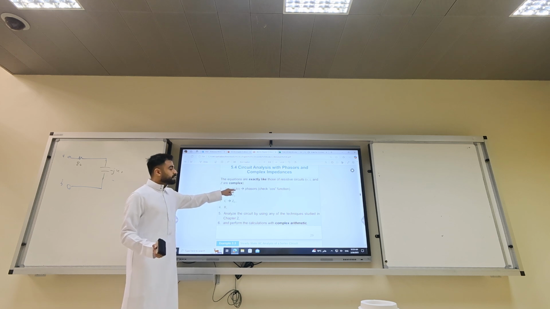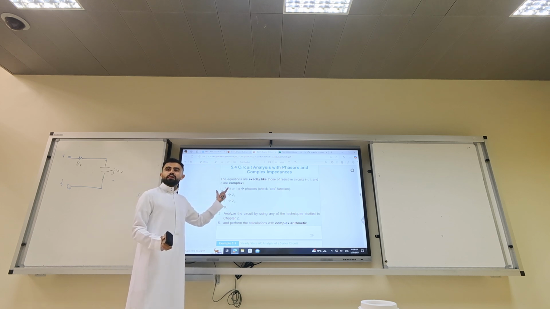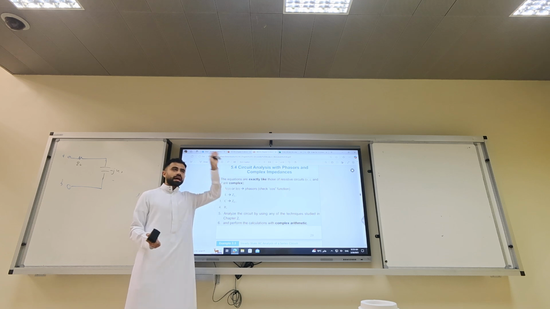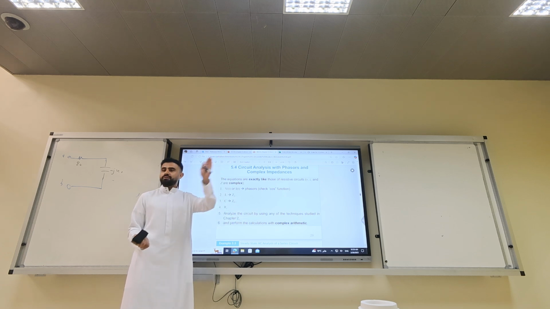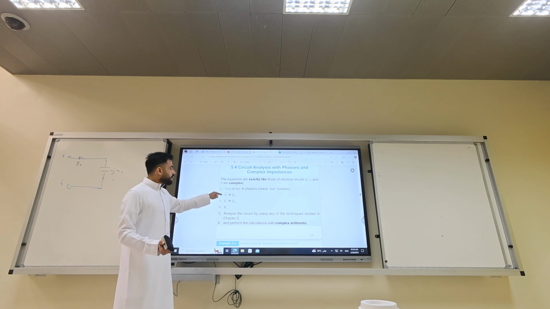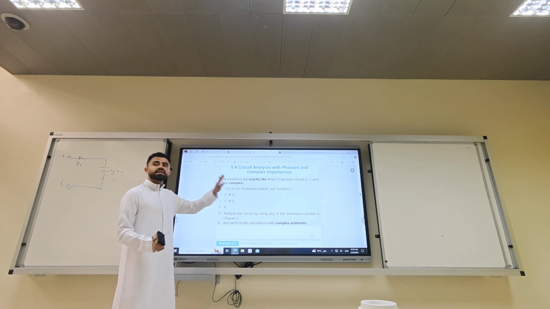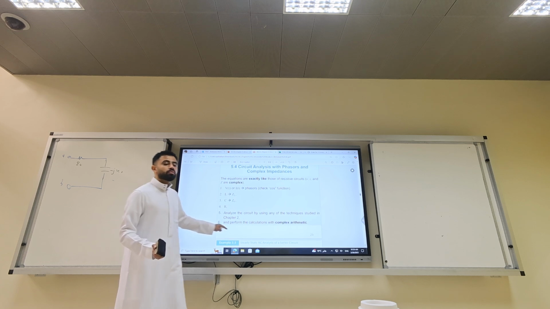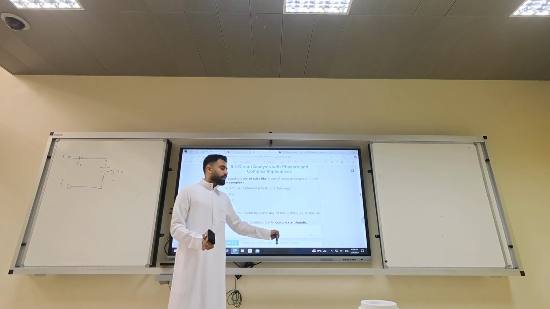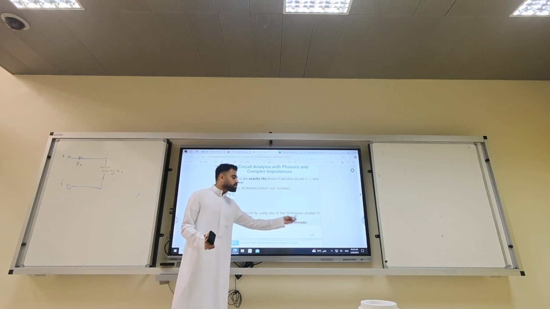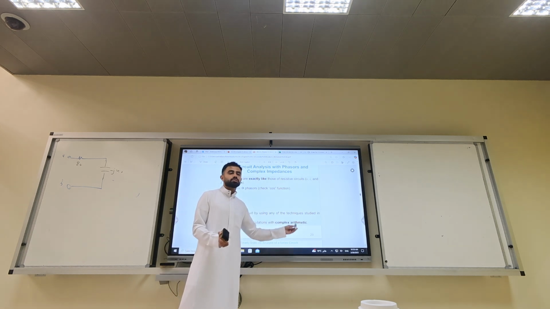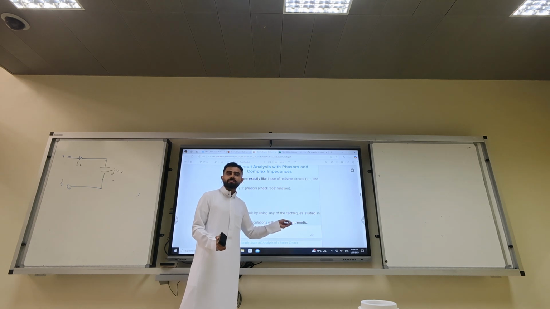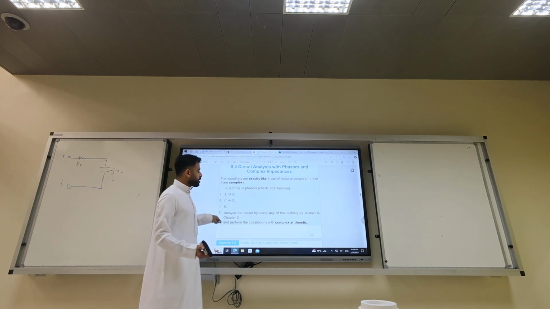Exactly like the resistors. Now, v of t and i of t, you convert them to what? Phasors. 100 angle 30, 2 angle 5, and you keep the units. The L becomes what? Z sub L. The C becomes Z sub C. The R stays the same. Analyze the circuit by using any of the techniques studied in chapter 2, and then perform it using complex arithmetic. The key game here is many students do not know how to do it in a fast manner. If you don't know how to do it, come to my office.